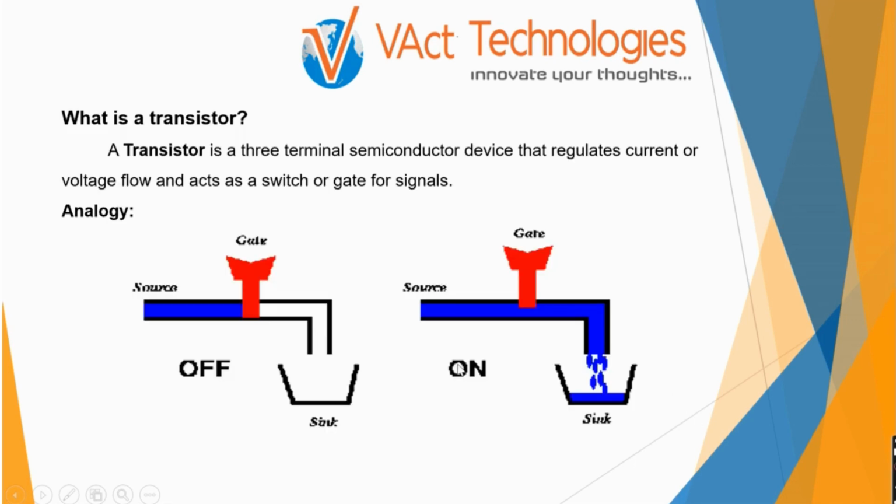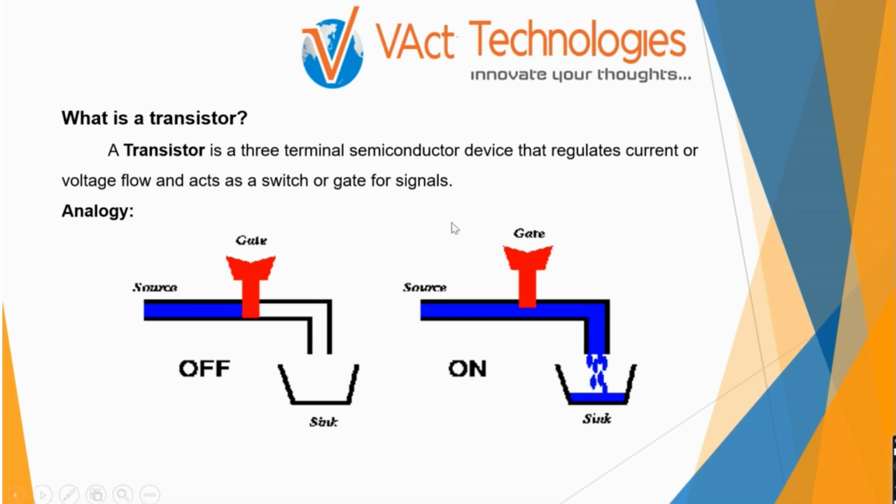In the fourth condition, two switches are in on condition, then the LED is also in on condition. We can also use transistors to implement the logic gates. What is a transistor? A transistor is a three-terminal semiconductor device that regulates current flow or voltage flow and acts as a switch or gate for signals.